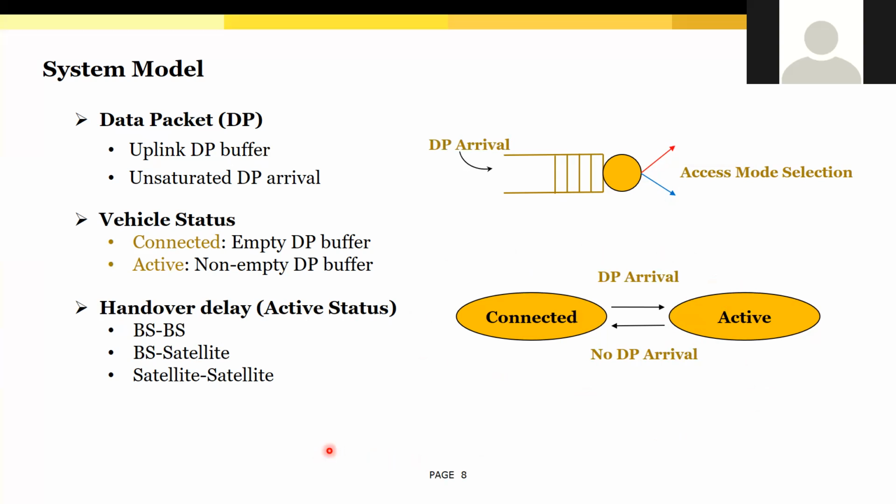As vehicle and satellite mobility is significant for access mode selection, we should take handover delay into account. We consider three types of handover delay in this work: base station to base station, base station to satellite, and satellite to satellite. All of these three handover delays only occur in active status. In other words, the handover delay does not affect vehicle performance when the vehicle has an empty buffer, because they do not upload data packets for IOV service during this time period.